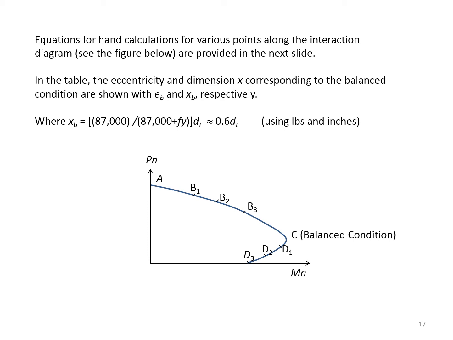Here is the interaction diagram with several points on the graph shown. Notice that C is the balance condition. Points A, B1, B2, and B3 are in the upper portion of the curve, which is called the compression controlling area. And points D1, D2, D3 are in the lower portion of the curve, which are called the points on the tension controlling area of the curve.